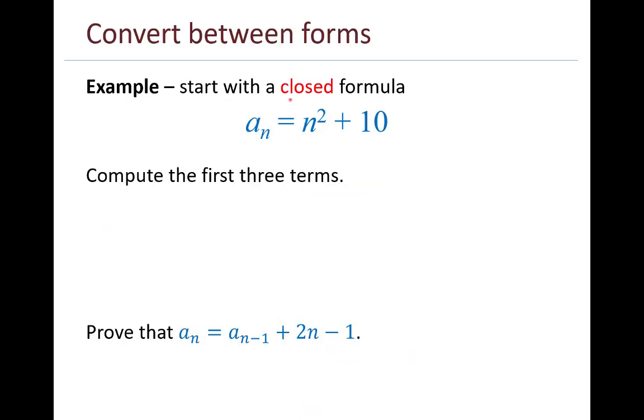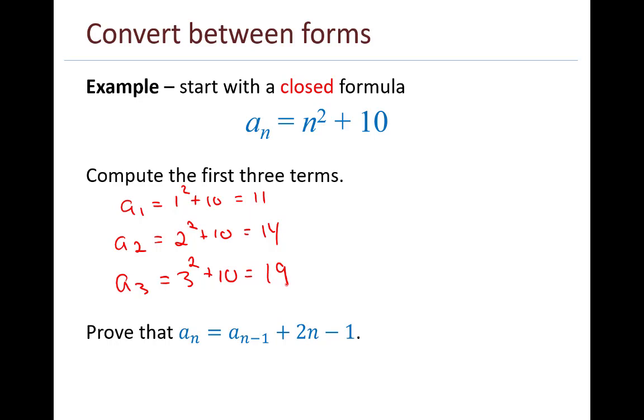Let's say that we start with a closed formula. So in this case, the value of the term of the sequence is given to us explicitly in terms of n. Let's see, the first 3 terms. A sub 1 is 1 squared plus 10, which is 11. A sub 2 is 2 squared plus 10, which is 14. A sub 3 is 3 squared plus 10, which is 19. Okay, we have the first 3 terms. That was easy to do with this explicit formula.